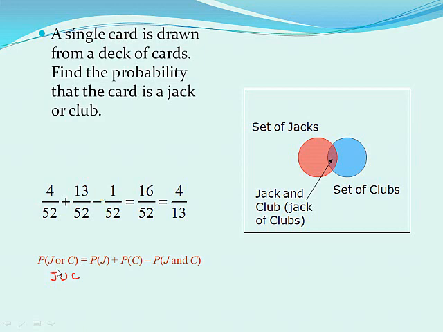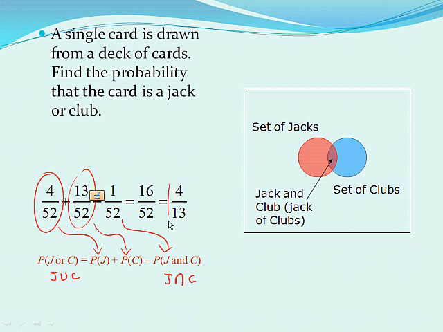The probability of a jack or a club will be the probability of jacks, which is 4 out of 52. The probability of getting a club will be 13 over 52. Then minus the probability of J and C. J and C is like J intersection C. So that probability is 1 out of 52. So we get the answer to be 4 divided by 13. So that is the probability of getting a jack or a club from a standard deck of cards.